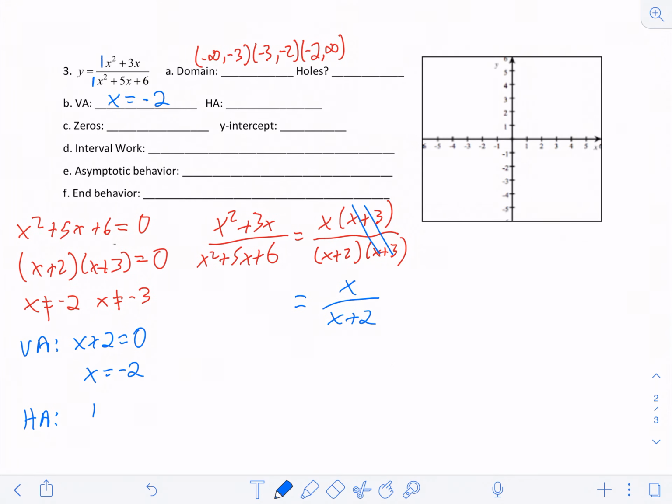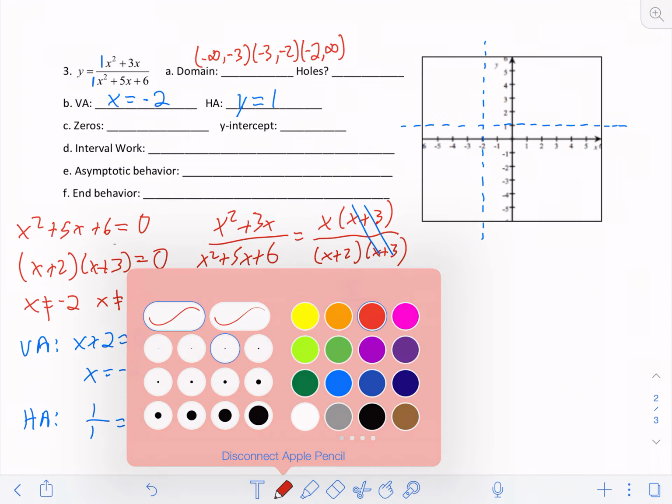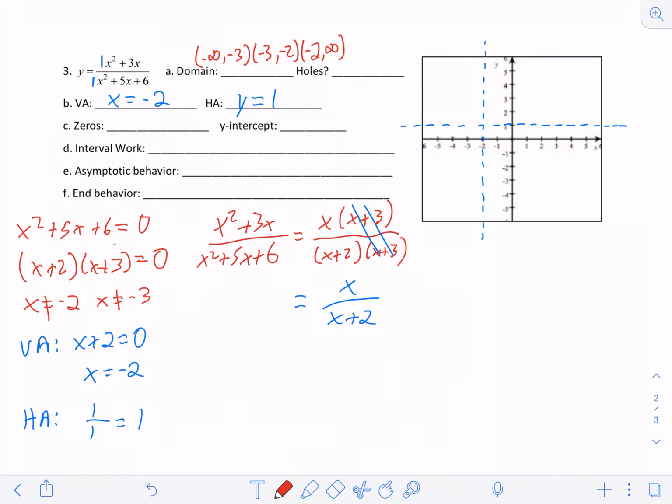Since the powers are equal, I know my horizontal asymptote is going to be equal to 1 over 1, which is just 1. So my horizontal asymptote is y equals 1. Let's go ahead and graph our asymptotes while we're here. I've got, again, very similar asymptotes to what I had last time. So I've got x equals negative 2 for my vertical asymptote, and my horizontal asymptote is at y equals 1. There's my two asymptotes.